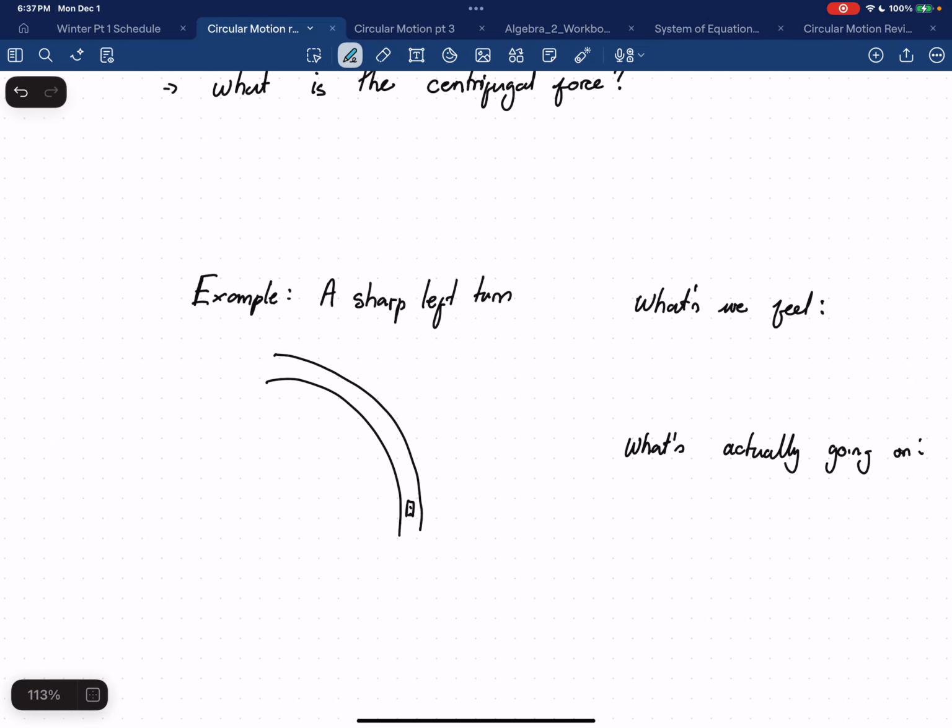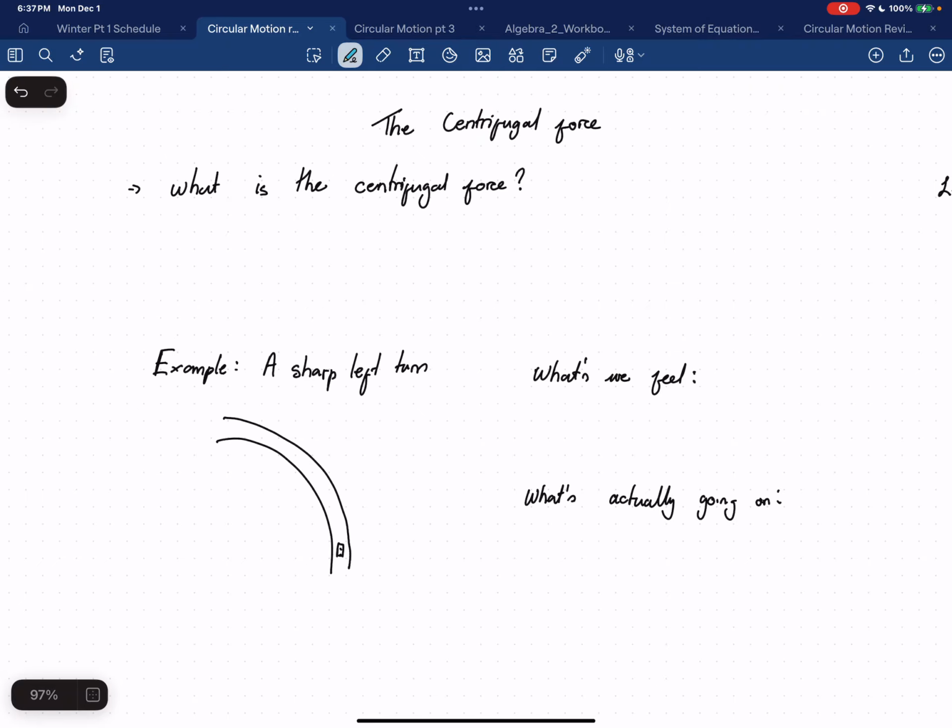Anyway, let's talk about the centrifugal force. First of all, the most important thing you should know about this is that it is a fake force. It's a fictitious force. It's a fake force.